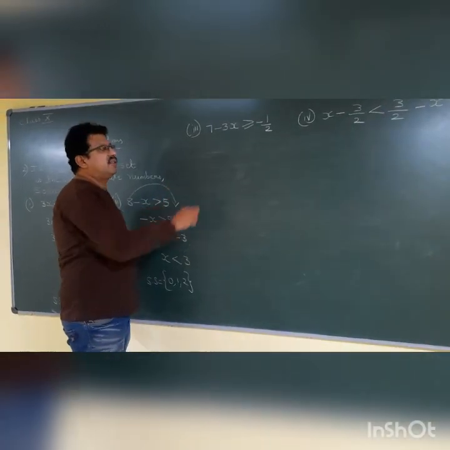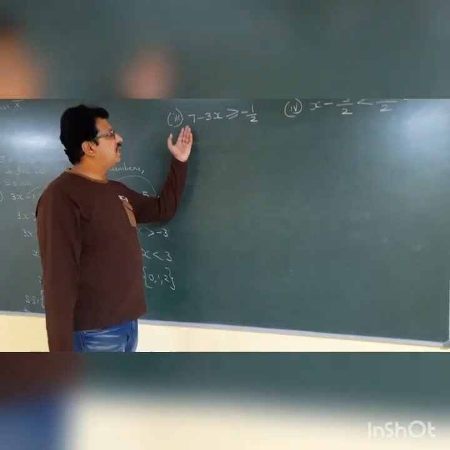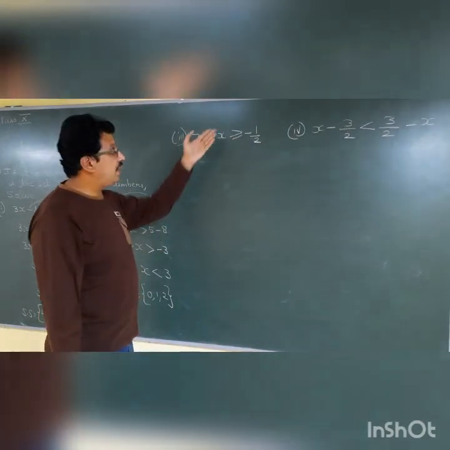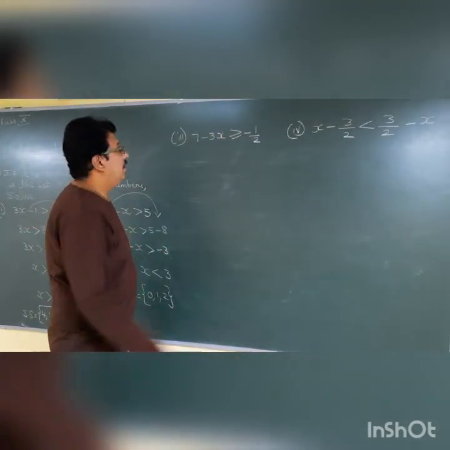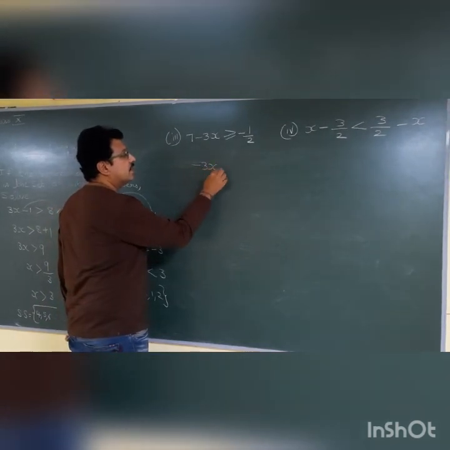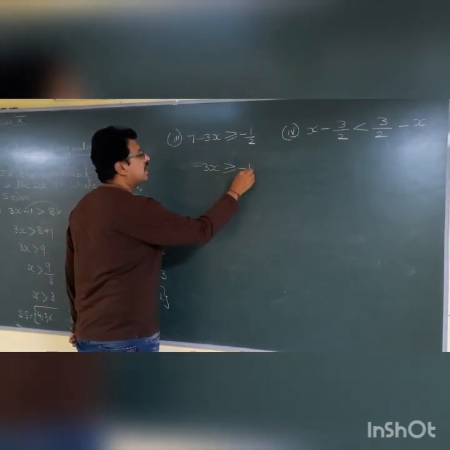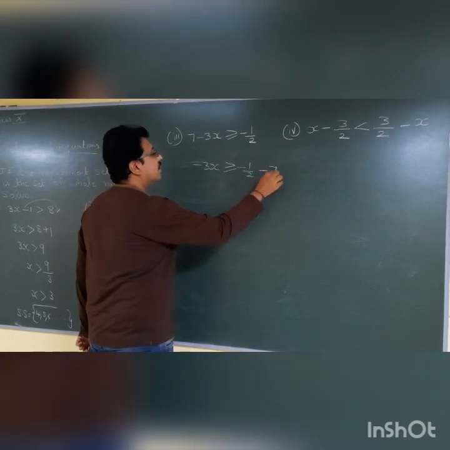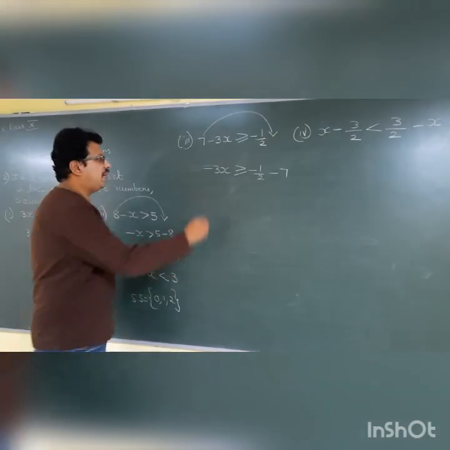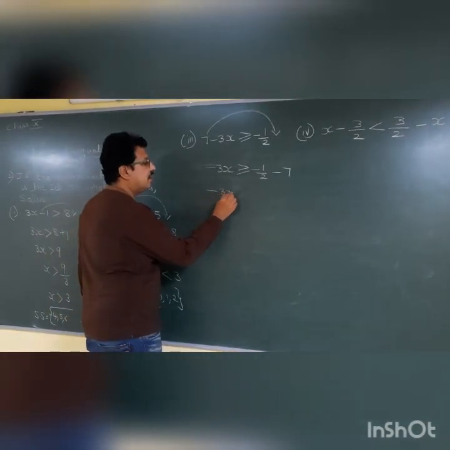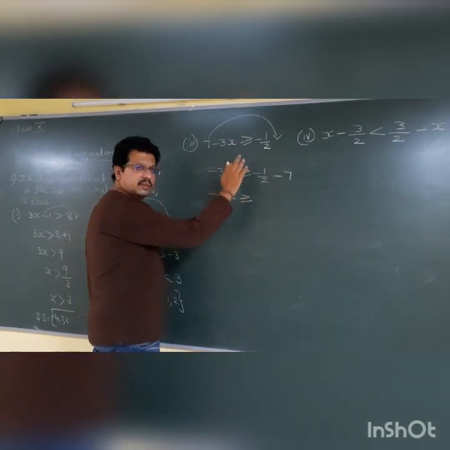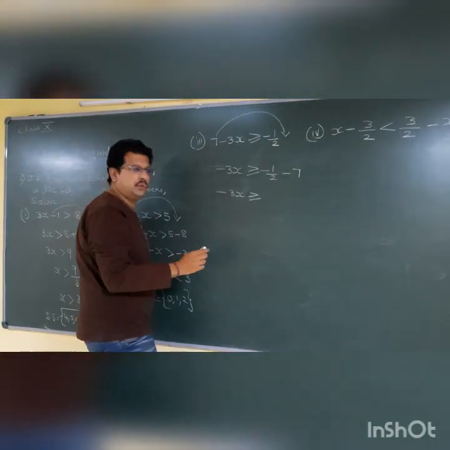7 minus 3x is greater than or equal to minus half. Greater than or equal to minus half it is. So now the same way we need to simplify. Minus 3x greater than or equal to minus half minus 7. Bring this 7 to the right hand side, it becomes minus 7 here, children. Minus 3x greater than or equal to. So we need to simplify this. The simplification is very important. You should know very well.